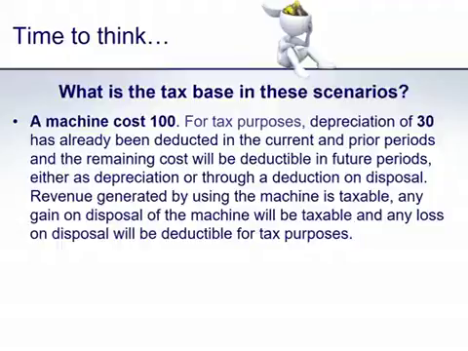So if the machine originally cost 100, on day one, assuming all of the cost would have been deductible for tax purposes in future periods, the total tax base on day one would be the original cost of the asset. At this point, we've already deducted 30 in current and prior periods, which means that the remaining deductions in respect of this particular asset are the remaining 70, in other words, the unclaimed tax deductions in respect of this machine.